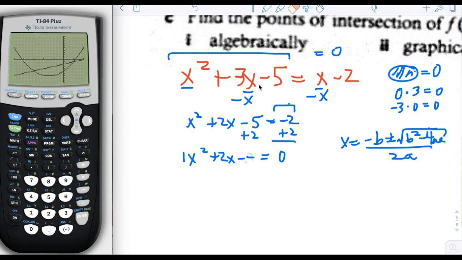The other way you could do it is by factoring, okay? So I'm not going to go through factoring here. Most of you are done with factoring.